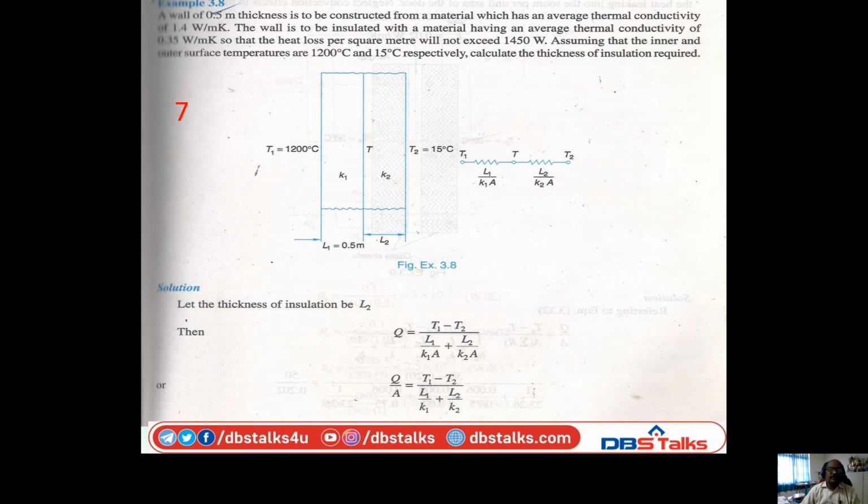that heat losses per square meter will not exceed a given value. He has given heat losses also. Heat loss means heat transfer. Assume that inner and outer surface temperatures are 1200 degrees centigrade and 15 degrees centigrade. T1 and T2 are given.